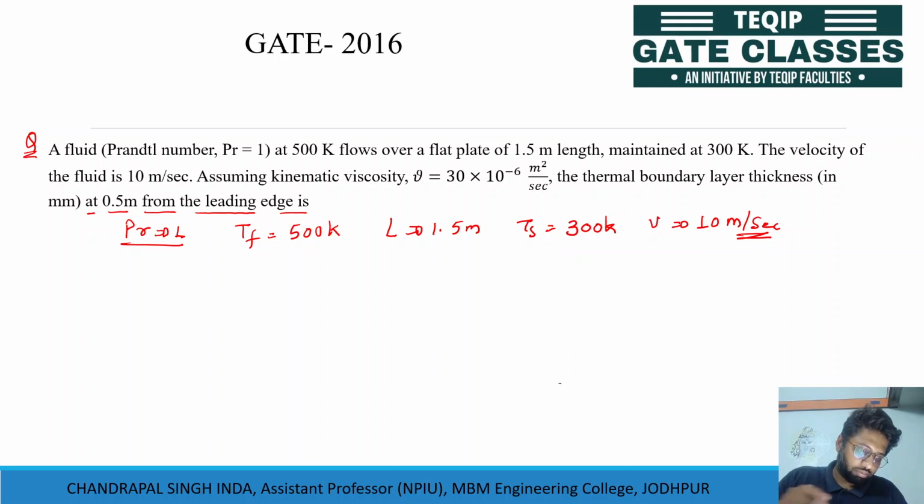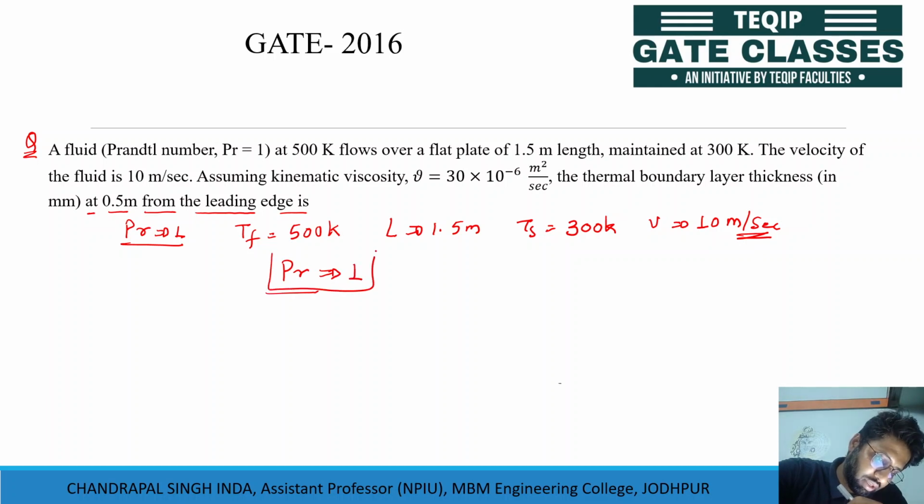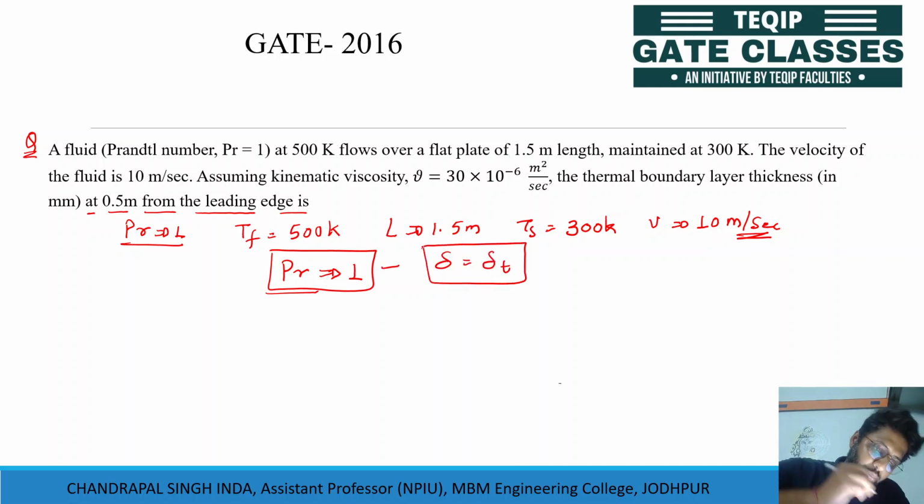For this question we do not have to calculate the value of Prandtl number, as the Prandtl number value is given equal to 1. So in that case delta will be equal to delta T, but we do not have the value of delta. But we have a formula for the calculation of the boundary layer thickness.